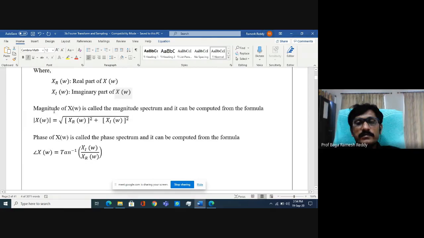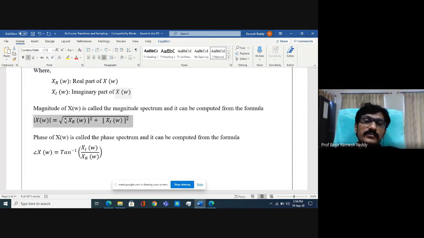And magnitude spectrum can be computed from this formula. Modulus of X of omega is equal to root of real part squared plus imaginary part squared. This is the formula used to calculate magnitude. After getting this magnitude, then go for graphical representation. Representing magnitude with respect to frequency is called magnitude spectrum. Magnitude spectrum is the graphical form which is drawn between modulus of X of omega and omega.